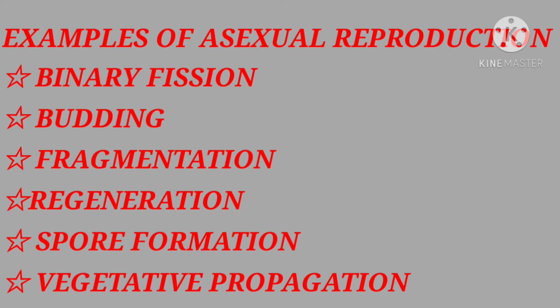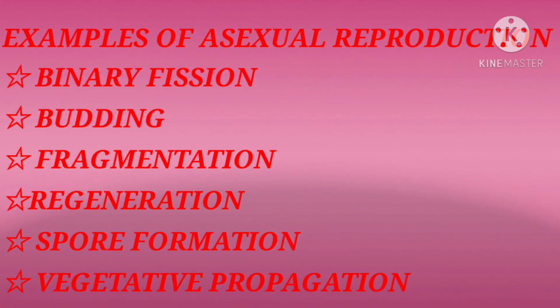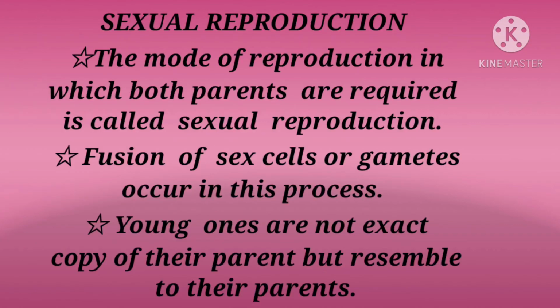Now let's see some examples of asexual reproduction. Binary fission, which happens in amoeba and certain bacteria also; budding, which is common in hydra; fragmentation, which happens in spirogyra; regeneration, which happens in planaria; spore formation, by which bread mold can reproduce; and vegetative propagation, in which roots, stems and leaves are used to produce new plants.